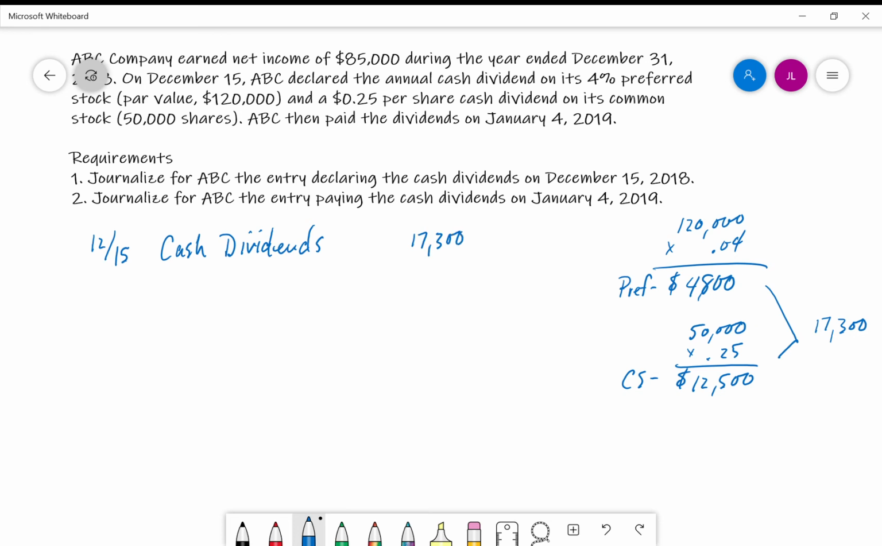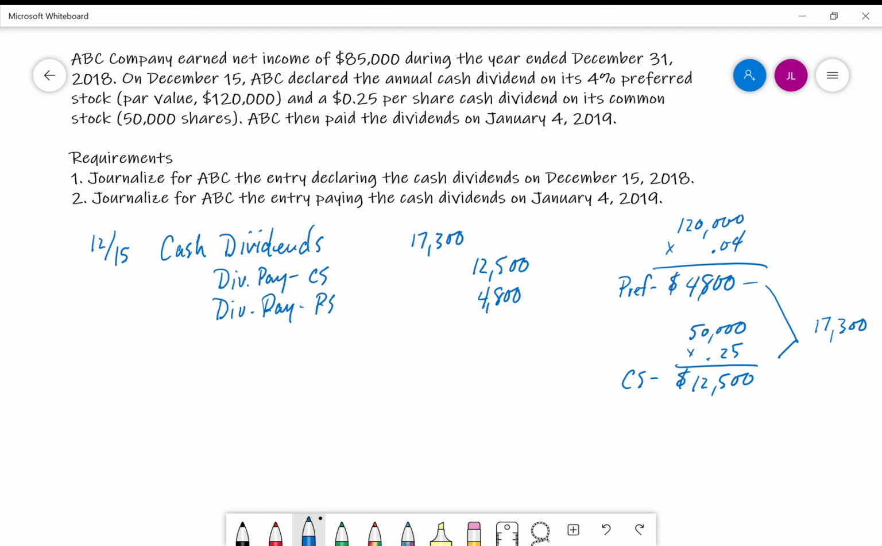That's our debit. Our credit, again, we're going to differentiate on these payables between preferred and common stock. So we would have dividends payable for common stock, which is 12,500, a liability with a normal balance on the credit side. And our dividends payable for preferred stock, which is the 4,800. So there's the journalization on 12/15 for declaring the dividends.